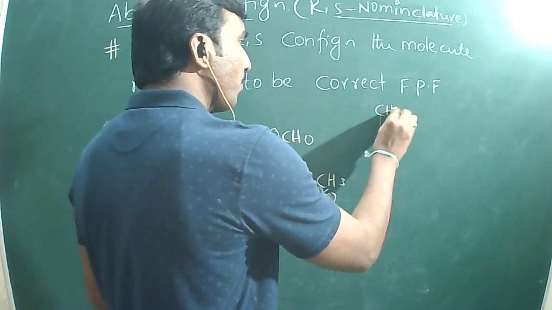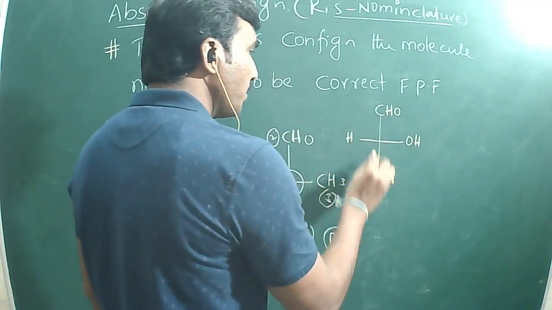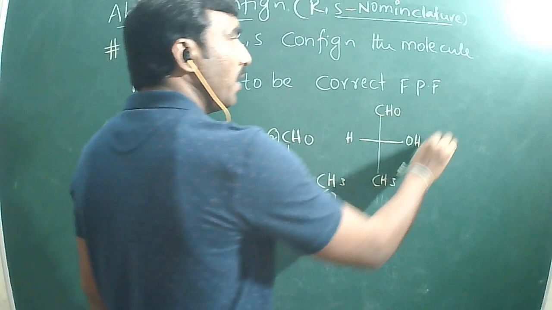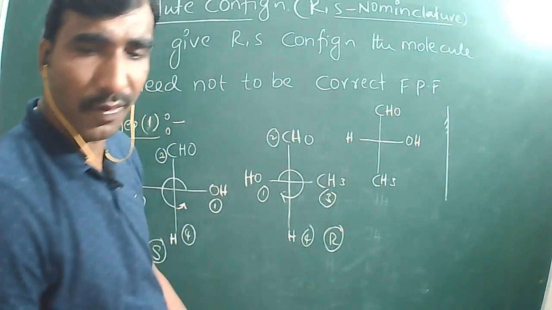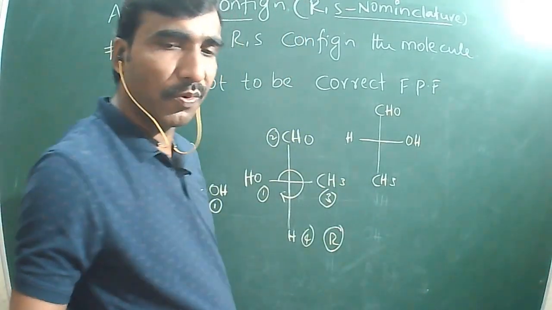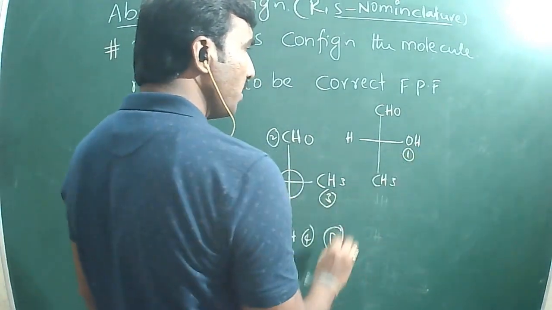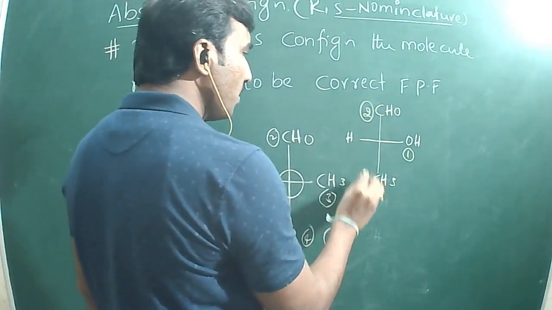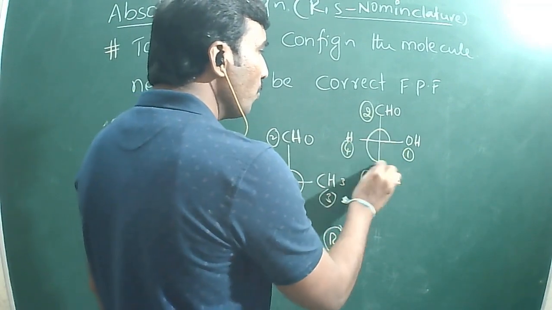Same molecule, I am taking CHO, OH, H and CH3, and its mirror image. Or let me take this one only. Afterwards we will discuss the mirror image. First let me discuss this one only. Now tell me, give the priority order: first priority, second priority, third priority and fourth priority. Right, 1, 2, 2, 2, 2, 3.